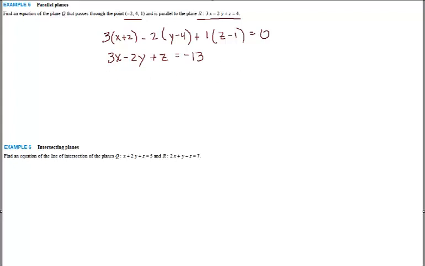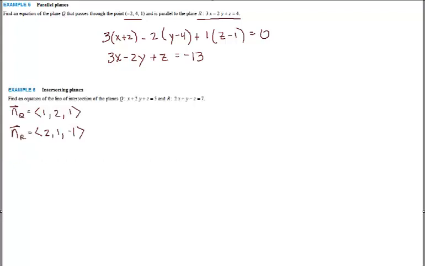Let me give myself some space. Okay, I've written down the normal vector for each. Just notice that we're supposed to find the equation of the line of intersection of those two planes. First off, let's make sure that they're not parallel, because that would make it really easy. But they're not. Their normal vectors are not scalar multiples of each other. So that means that these two planes, and imagine two pieces of paper, are going to intersect in a line, and I'm supposed to find the equation for that line.